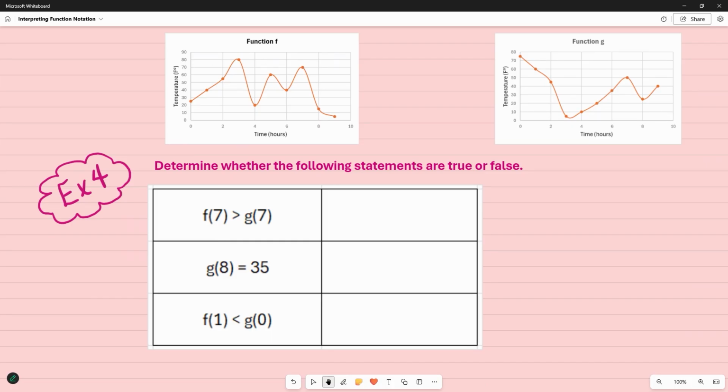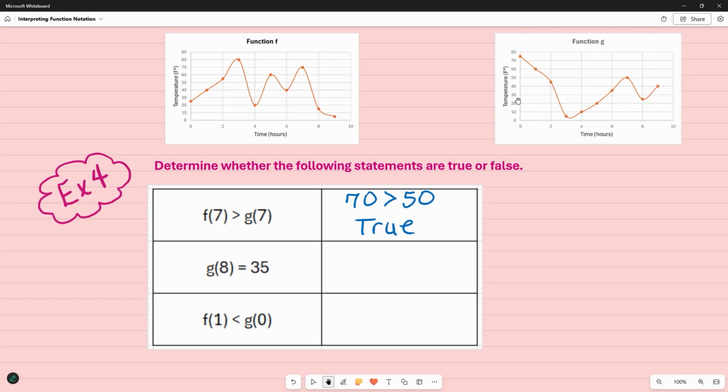Well, I'm asked, is 70 greater than G of 7? So I'm going to go over to my function G graph and look for 7, and that is going to be 50. Is this statement true or false? Well, 70 is greater than 50, so therefore it's true. If I look at G of 8, is the output equal to 35? If I go here and I go to my output, it says 25. So no, that is not true.